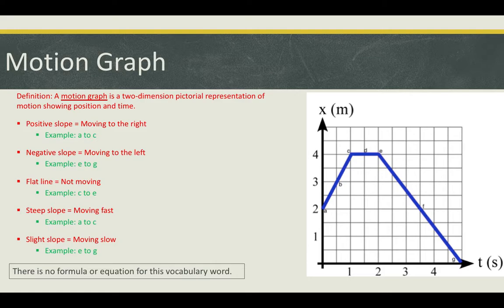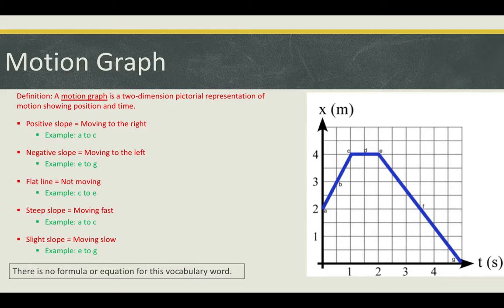For the motion graphs, some kids get all crazy when they look at motion graphs. Hey, they're not that bad, and we're going to take them in pieces, and you'll find that you'll do just fine with them if you just relax and look at what they show you. So we'll talk through this one quickly, and then we'll pick it apart on the next couple of slides.